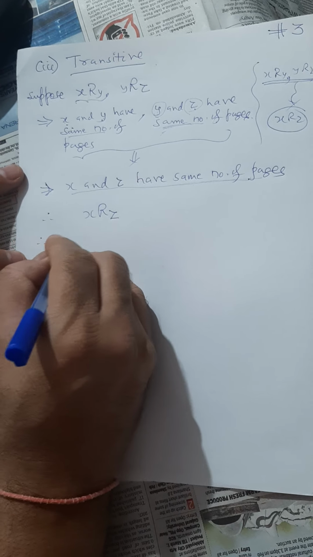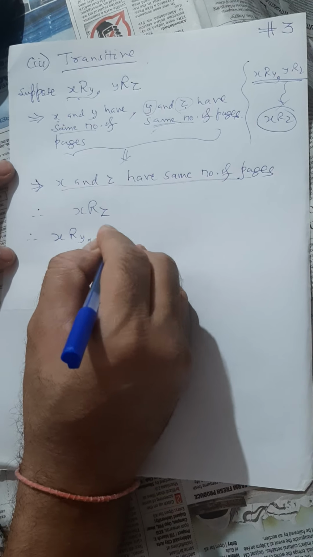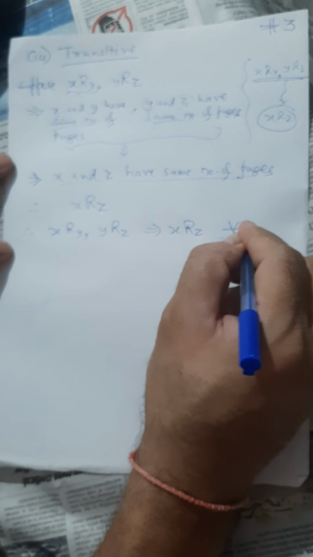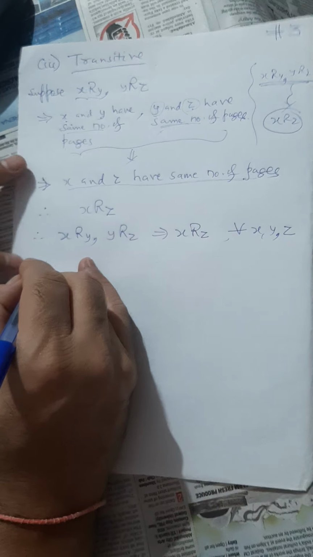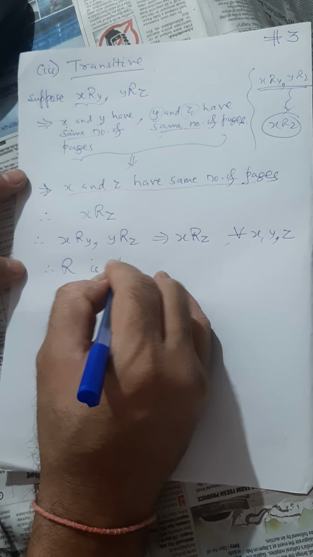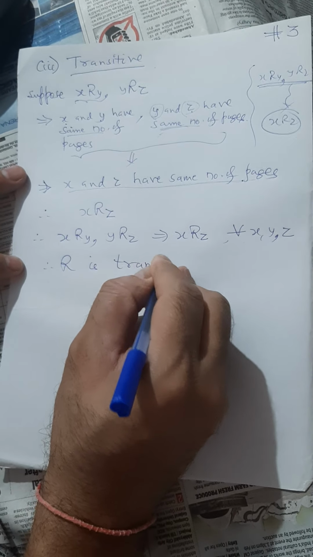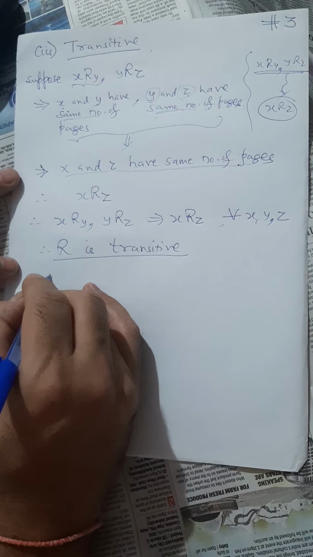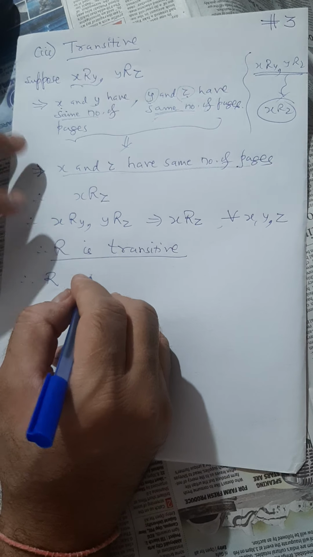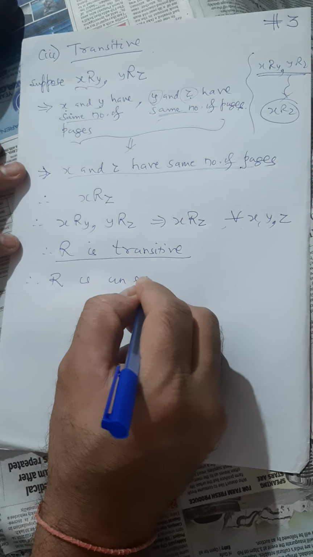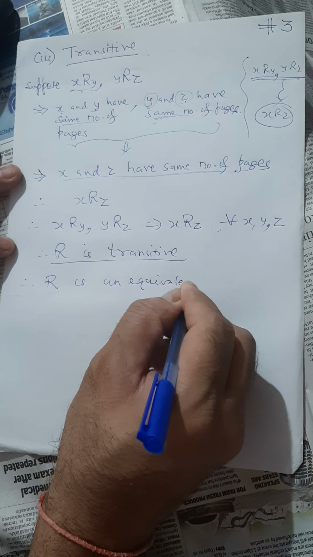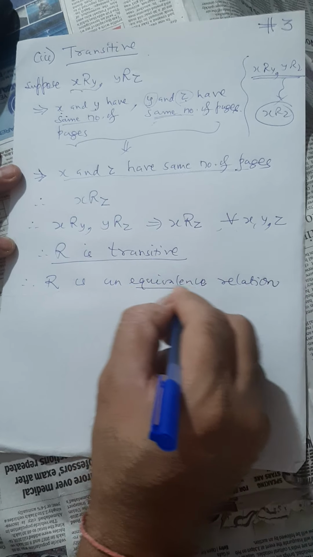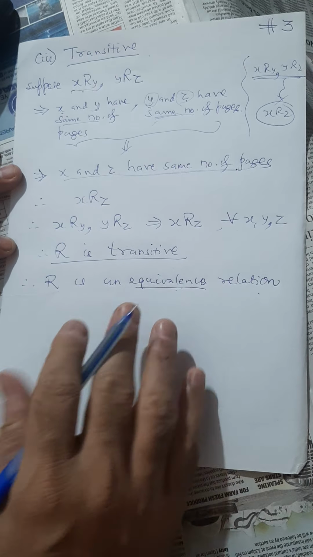So what you have concluded: whenever x related to y, y related to z, it implies x related to z for every x, y, z here. So therefore R is a transitive relation. So R is reflexive, symmetric and transitive, therefore R is an equivalence relation. Equivalence means reflexive, symmetric and transitive.